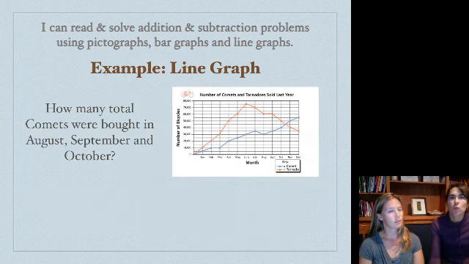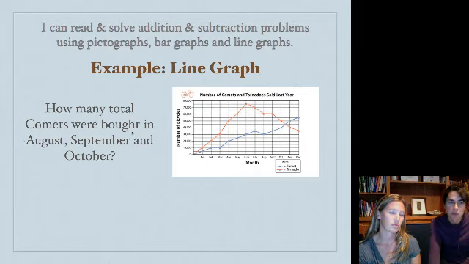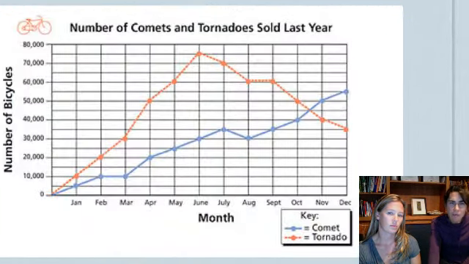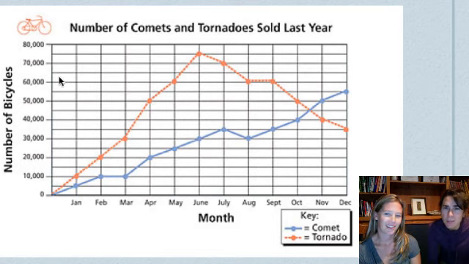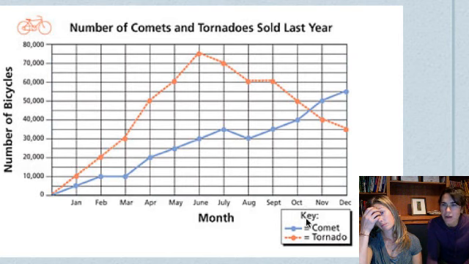Last one of our examples. Now we have our line graph here, and the question is how many total comets were bought in August, September, and October? Now, when I first read this, I wasn't even sure what a comet was, but then these labels are so helpful. Here it says number of bicycles, so I'm thinking a comet is the name of a bicycle. So now, once again, though, a lot of information here, so we want to look at our key.